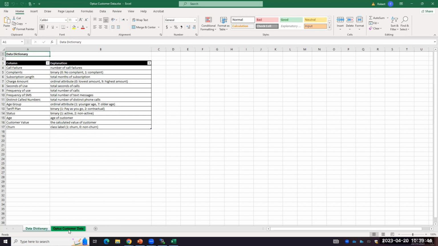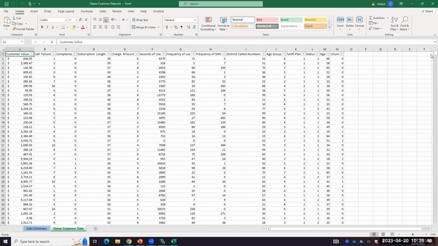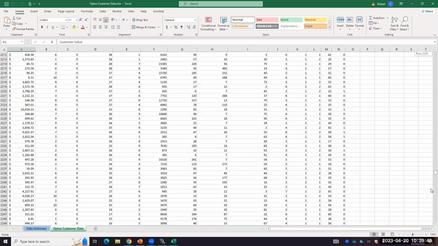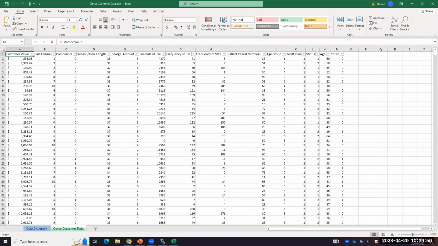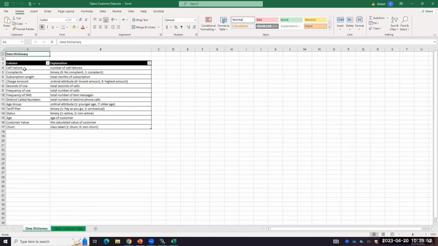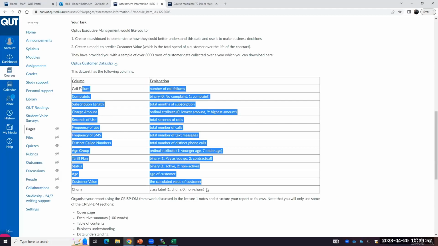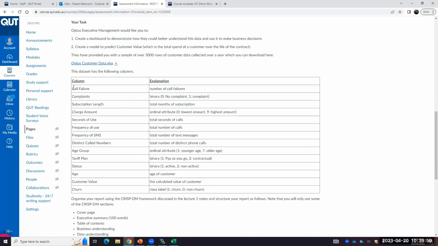So here's the customer data. And as you can see, there's quite a bit of data. There's 3,000 rows of data. And we've just included a description of the columns, which is also here as well, same thing. So we've got call failure, the number of call failures. Complaints. So 0 means there was no customer complaint, 1 means they complained.